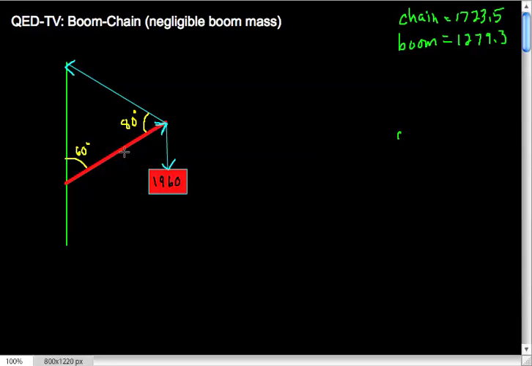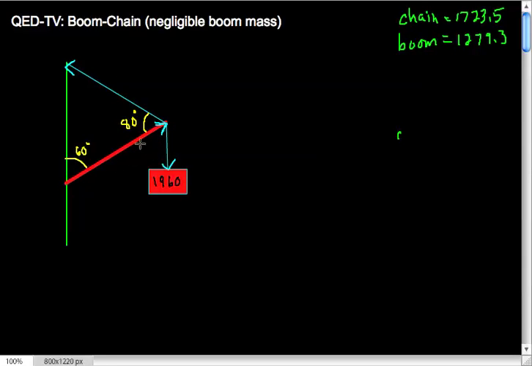Now, if this boom had mass, that's not going to be the case. The wall is going to be pushing on this boom, not right along it, but actually kind of up here at an angle a little bit. So I have three forces here, and they all have to be in equilibrium if I add them all together.